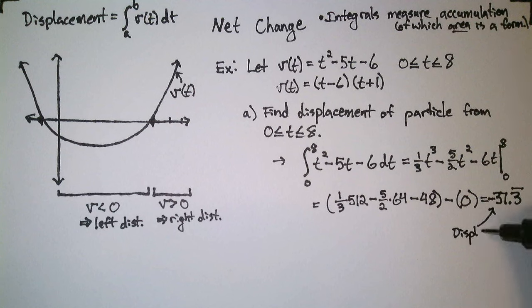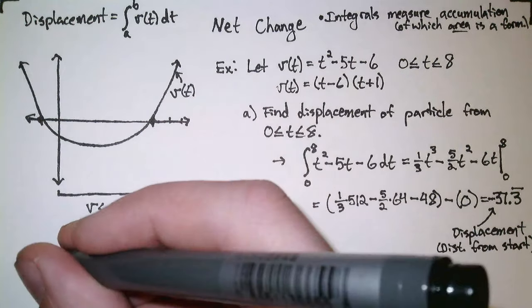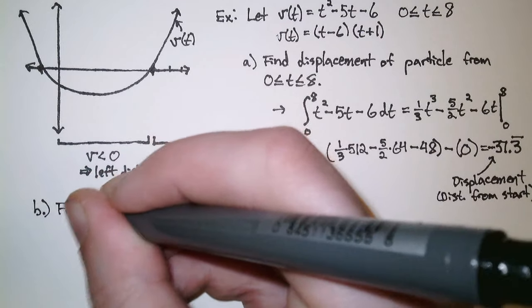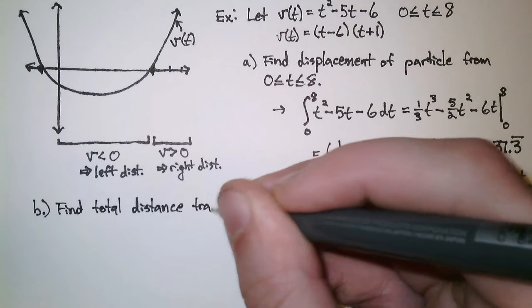The important thing to know is what it means. Due to the fact that this particle is moving to the left first because of the negative velocity, then moving towards the right, some of that distance is actually going to cancel itself out, which means that displacement, the distance the particle is from the start, is actually to the left of its starting point. So if the particle started at position 0, its new ending position would be -37.3 repeating. It's a pretty important concept, so try to remember that.